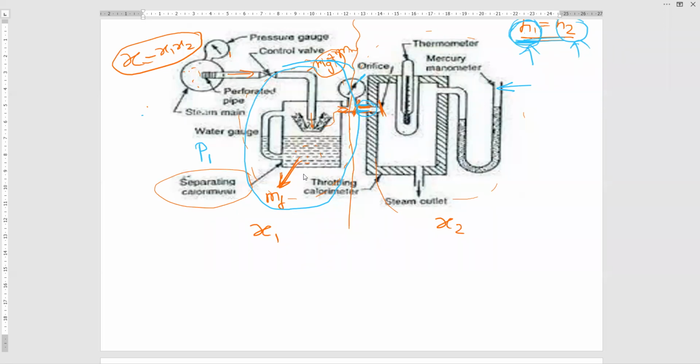Now I will write for H1. What is the formula? Dear students, this part is either the enthalpy of fluid, or the enthalpy of a mixture of fluid and gas, or the pure enthalpy of gas. Here it is a fluid, so I will first write hf because it is water. Completely water, no mixture of gas and water. Understood? It is purely water, so I will write hf at P1 pressure. So I will take hf1 plus.